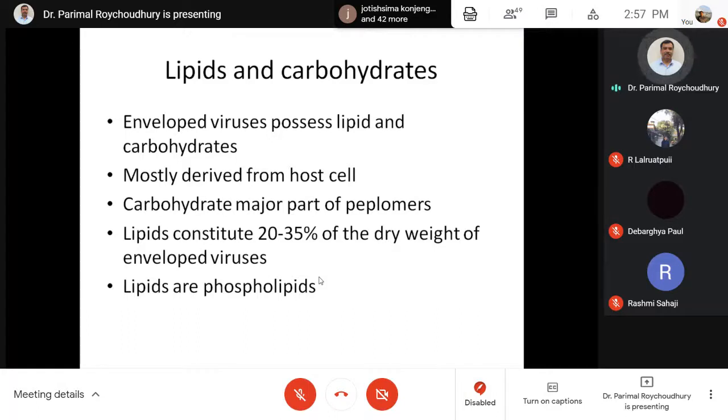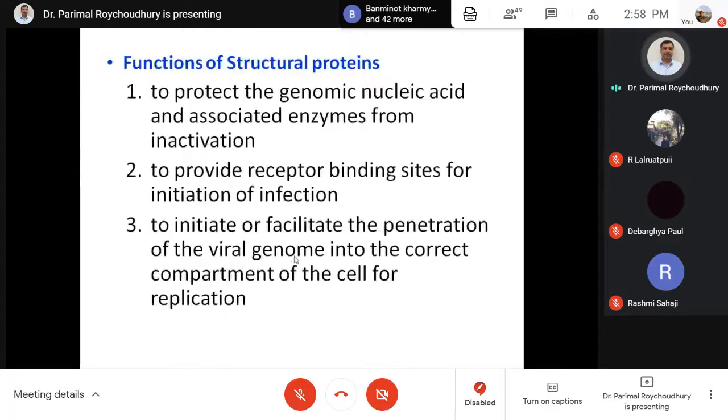So depending on the site from where the virus comes out, the envelope material will be of that nature. Okay. Obviously, the glycoproteins, some carbohydrate molecules, get anchored in the peplomers, and as a result, you'll find those carbohydrates, and basically 20 to 35% of the dry weight of enveloped viruses is lipids in nature. So these are the different chemical compositions of viruses. Okay.